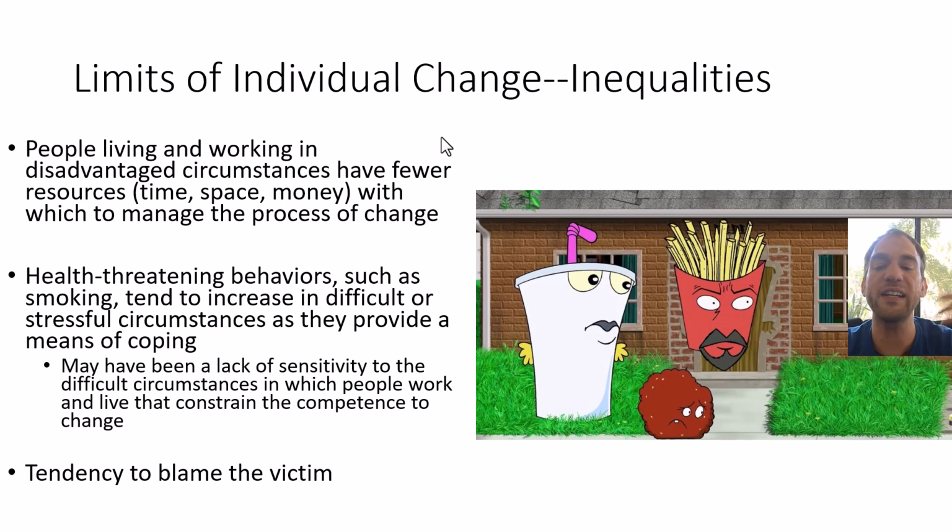So basically, the argument here is that it's not necessarily that the individual does not want to change, it's that the difficult circumstances in their life mean that they have fewer resources. That is, social resources, temporal resources, aka time, and less money, financial resources, to manage the process of change. That can take a lot of time and a lot of money. So expecting people to individually be given advice and then just fix it themselves is not realistic, is the argument.